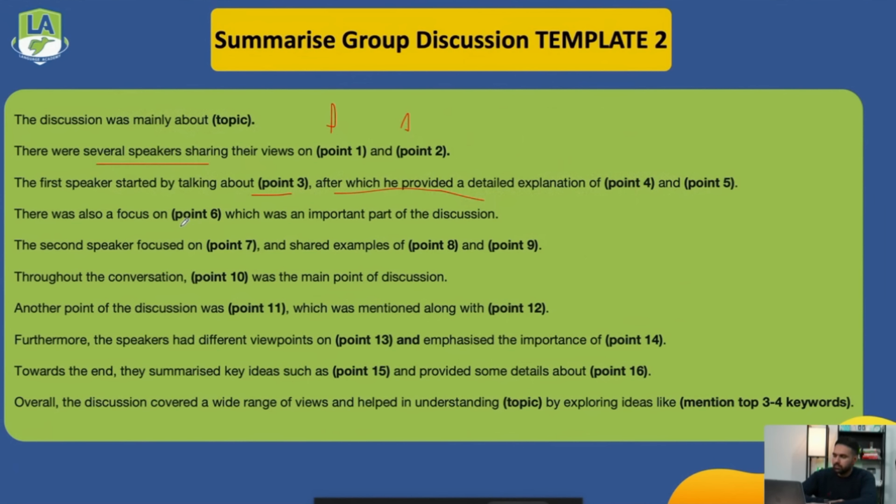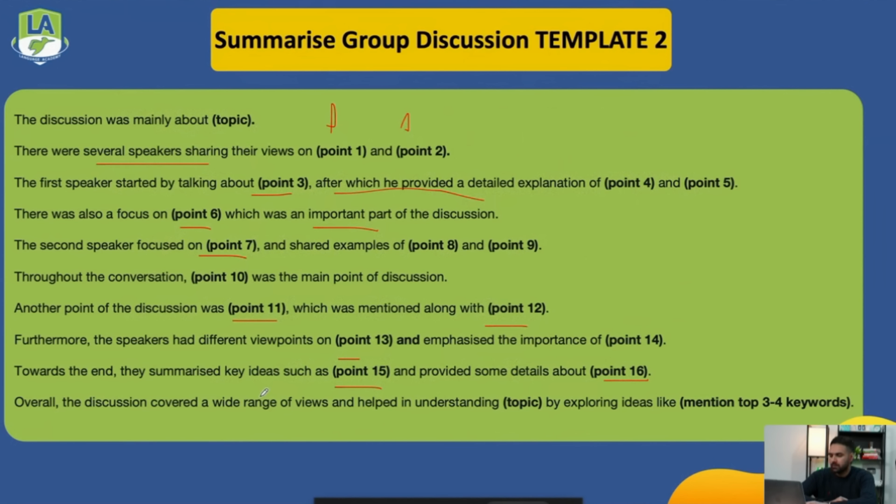There was also focus on point number 6, which was an important part of the discussion. The second speaker focused on another keyword and shared examples of two keywords. Throughout the conversation, another keyword was the main point of the discussion. Another point of the discussion was another keyword, which was mentioned along with another keyword. Furthermore, the speakers had different viewpoints on one keyword and emphasized the importance of another. Towards the end, they summarized key ideas such as keyword 1 and provided some details about keyword 2.